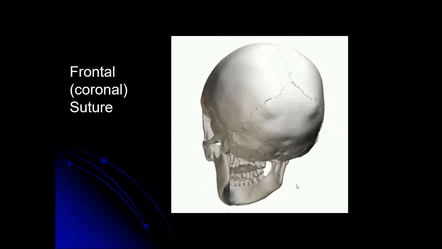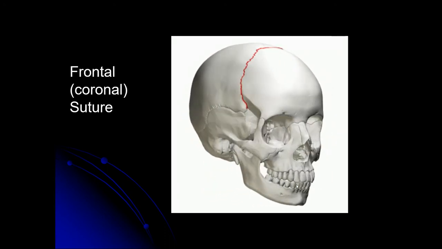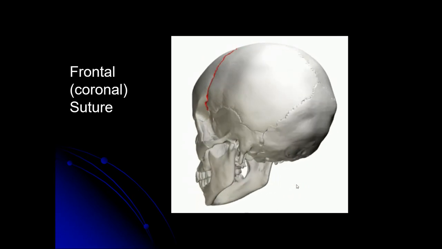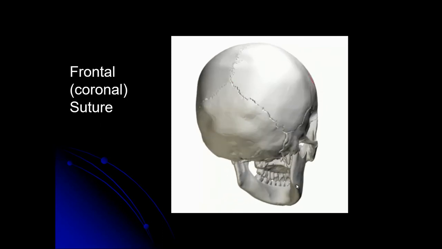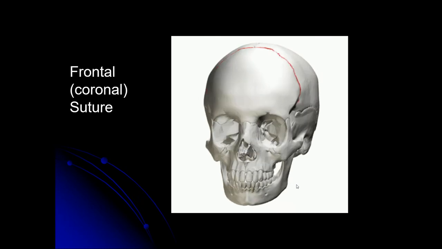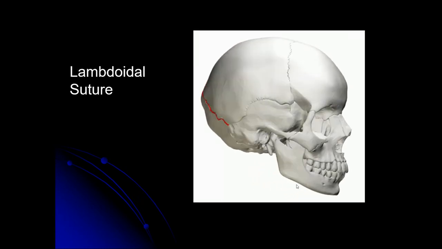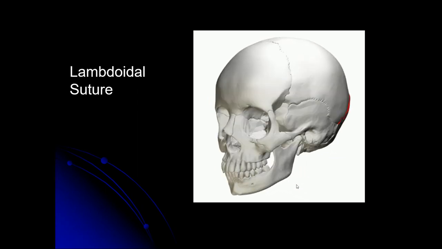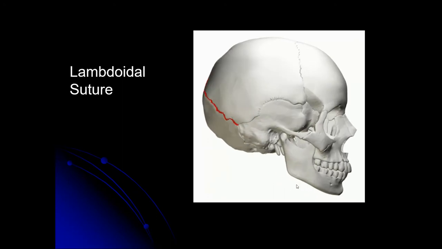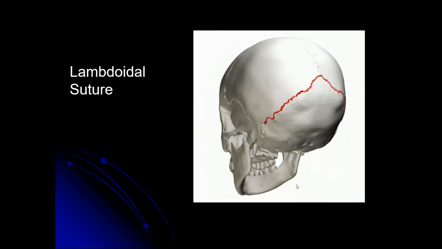Also, remember back when we talked about sections, if you make a section that separates a front portion from a back portion, remember it's called frontal. And so this suture kind of follows that plane, and so it's either called the frontal suture or coronal suture, like crown. The next one we're going to look at is on the posterior part of the skull, and it looks like an upside down V, or the Greek letter lambda. Since it looks like the Greek letter lambda, it's called the lambdoidal suture.